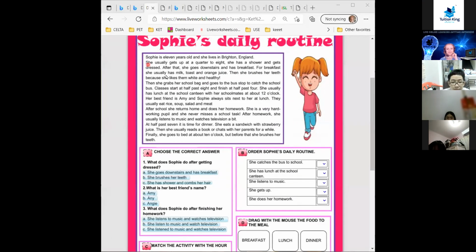Sophie is 11 years old and she lives in Brighton, England. She usually gets up at 7:45. She has a shower and gets dressed. After that, she goes downstairs and has breakfast. For breakfast, she usually has milk, toast, and orange juice. Then she brushes her teeth because she likes them white and healthy. Awesome, thank you. Let's go with Bernice, the second part, please.